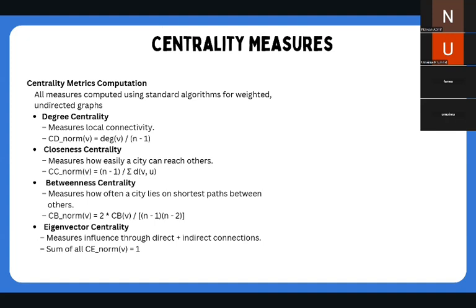The second is closeness centrality, which tells us how quickly a city can reach other cities through the network. Cities with high closeness are well positioned in the structure. The third, betweenness centrality, measures how often a city lies on the shortest path between other pairs. If a city has high betweenness, it acts like a bridge or connector in the market structure. And finally, eigenvector centrality measures not just connections, but the importance of the nodes it's connected to. So, being connected to influential cities increases your own influence.